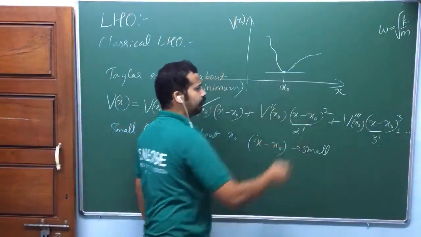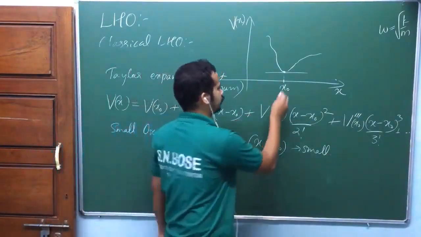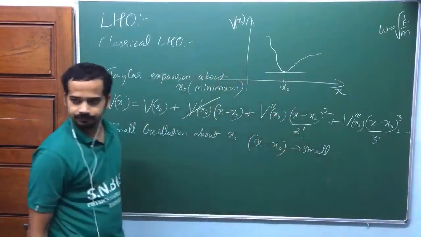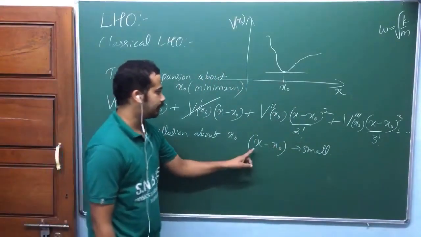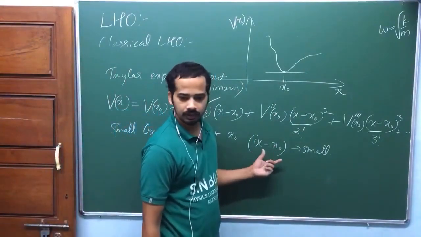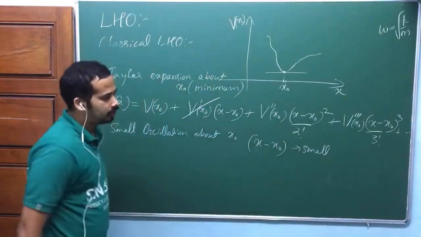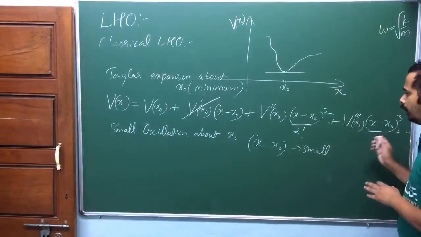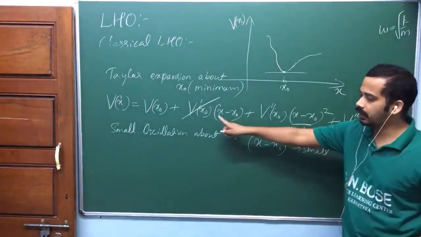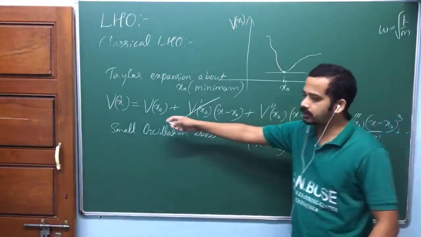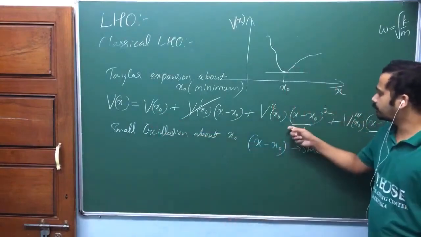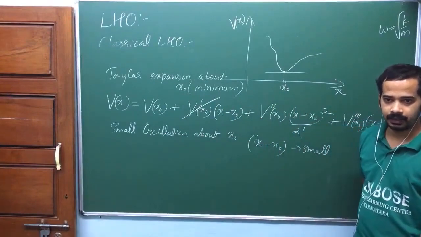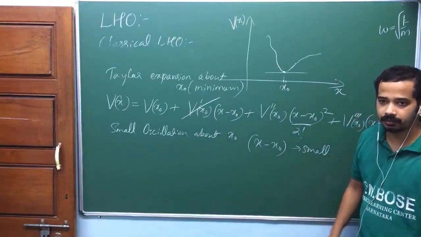I'm not deviating too much. I'm just taking the very neighborhood point here. My variable point is very close to x naught, so that x minus x naught is too small. So what I do is I can neglect all higher order terms. Don't neglect this one also. Look at here, this is already 0. This is a constant. If you neglect this one also, this will be constant. In any approximation, you should keep some variable term.